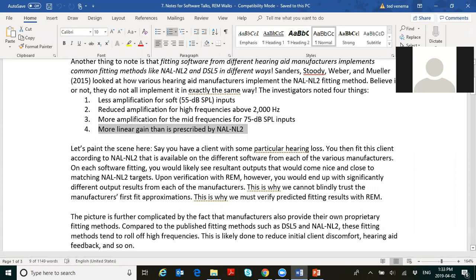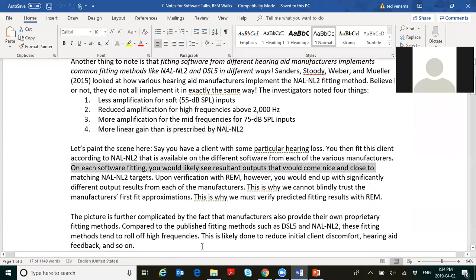Let's say you have a client here with some particular hearing loss, and then you fit this client according to NAL-NL2 that's available on the different software from each of the various manufacturers. On each software fitting, you would likely see resultant outputs that would come nice and close to the matching NAL-NL2 targets on the software. It would look good. You'd be looking through rose-colored glasses. Not bad. But upon verification with real ear measures, however, you'd end up with different output results from each of the manufacturers, even though you used their NAL-NL2 targets.